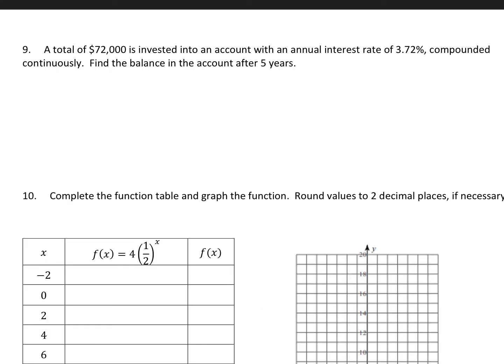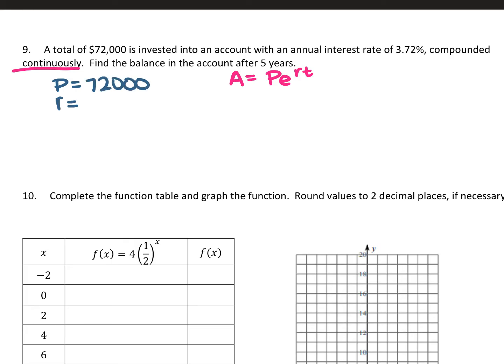For your next question, it tells you that you have a total of $72,000 that's invested into an account with an annual interest rate of 3.72%, compounded continuously. Find the balance in the account after 5 years. So since this is continuous, you're going to use A is equal to P times e to the power of rt. Your principal is the $72,000.